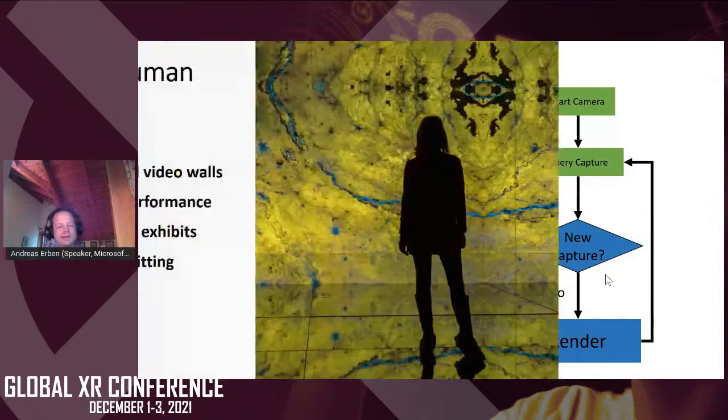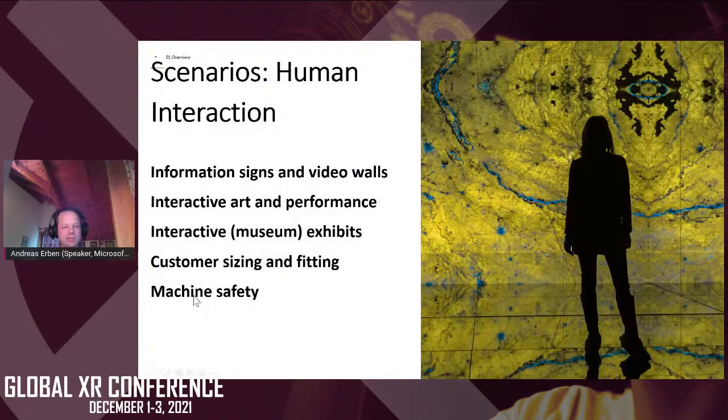That's actually an interesting scenario, something like machine safety. You could use Kinect to make sure that the machine only runs if a human being is in a specific space far away enough from the machine.